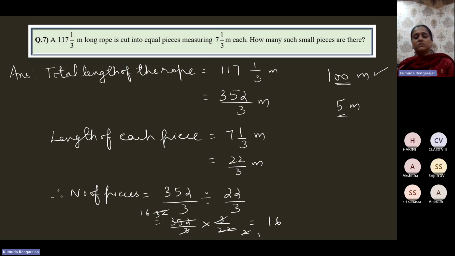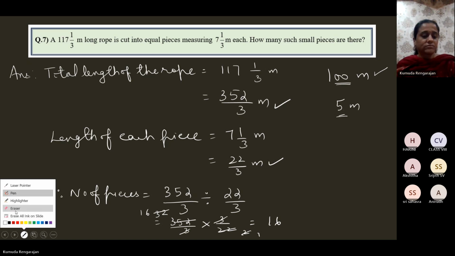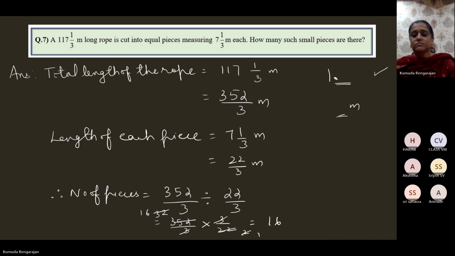The total length, take an example to understand the situation. If the total length is 100 meters and the length of each piece is 5 meters, then the total number of pieces will be 100 by 5, 20 pieces. In the same way, here you have to divide this number by this number. Then division becomes multiplication, reciprocal, simplify, and we get 16. Number of pieces is equal to 16. Correct, children?